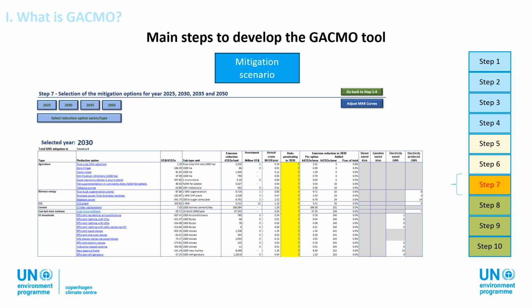Step 7 is to develop the mitigation scenario, and here the user provides the set of mitigation options for the future projected years. For each mitigation option, there is a table with technical and economical parameters in the technology spreadsheets. The user can click on the title of the mitigation option in blue, and the GACMO tool will automatically redirect to the relevant table in the technology spreadsheet.